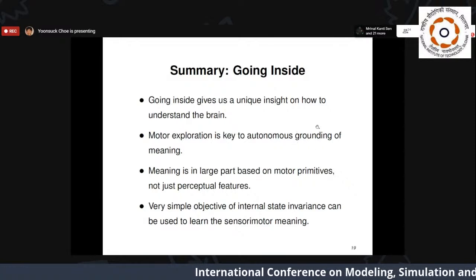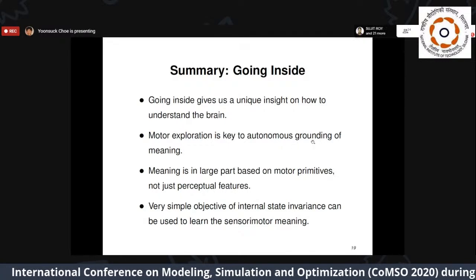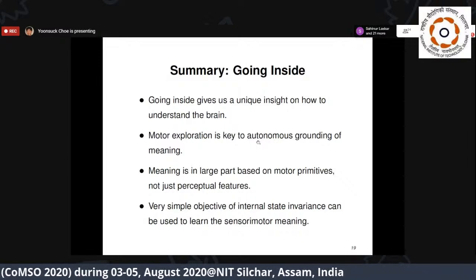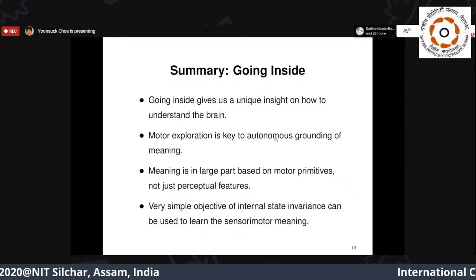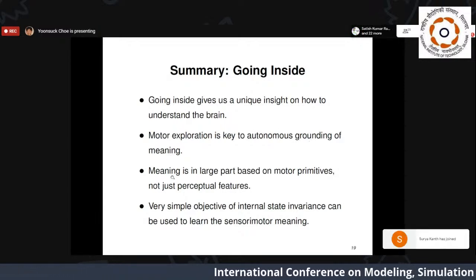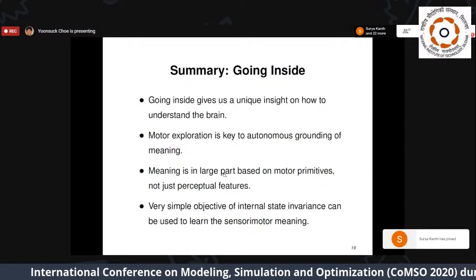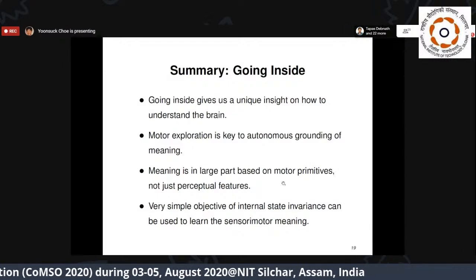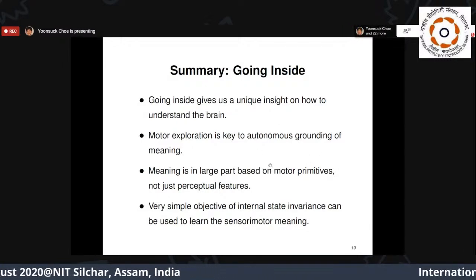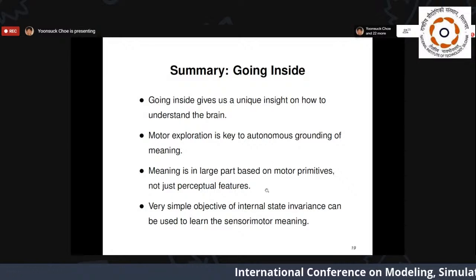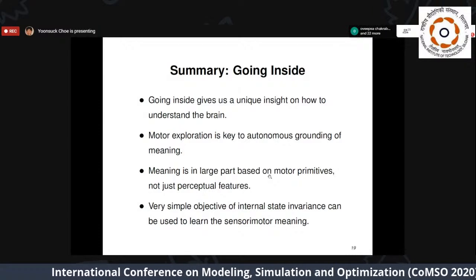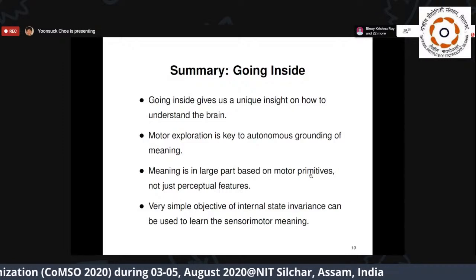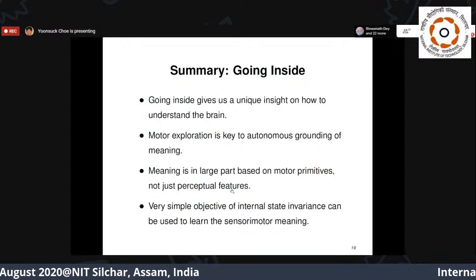Grounding means when you have an internal representation, what does it mean? What is the meaning of it? What does it refer to in the environment? So autonomous meaning, you don't need any extra help from the outside to figure out the meaning. And as we have seen, meaning is in large part based on these motor primitives, the way that you can move. For example, if you can only move horizontally and vertically, then you cannot understand what this diagonal is, given this kind of situation that I've described.